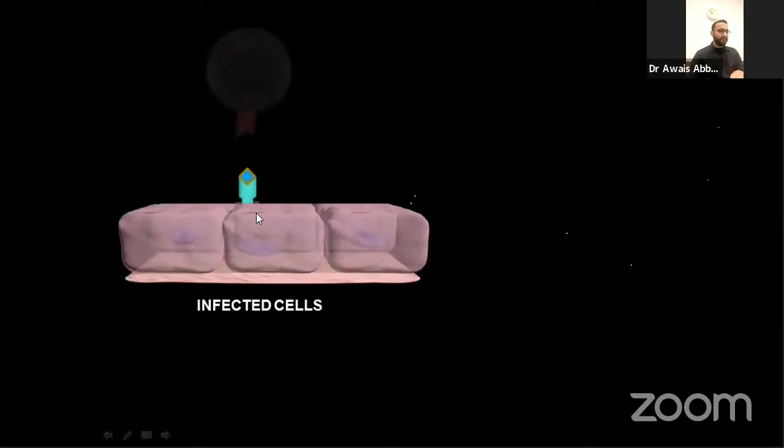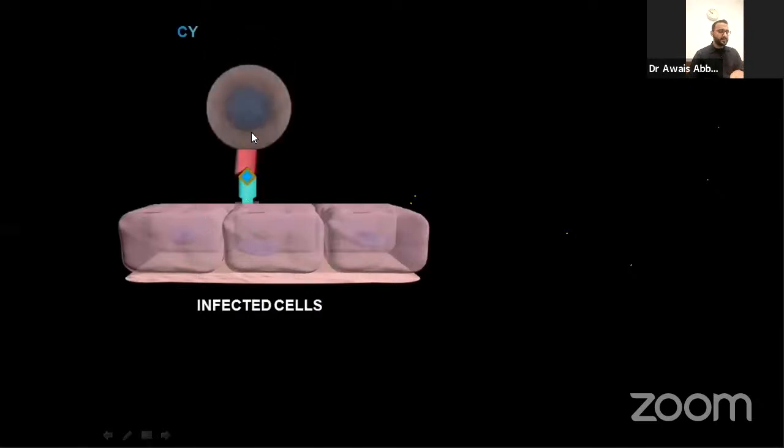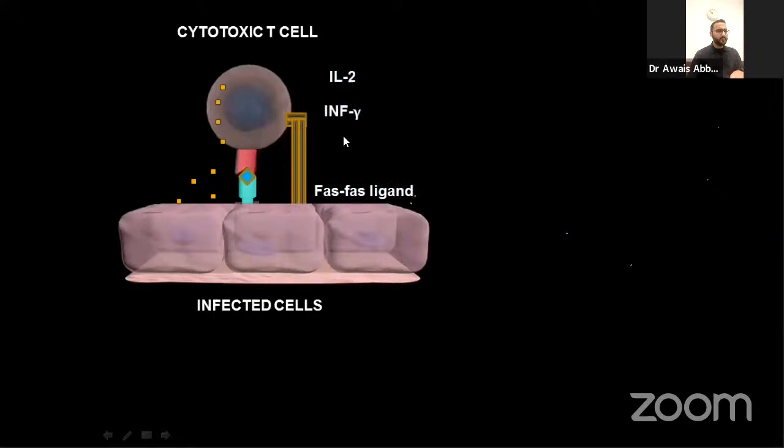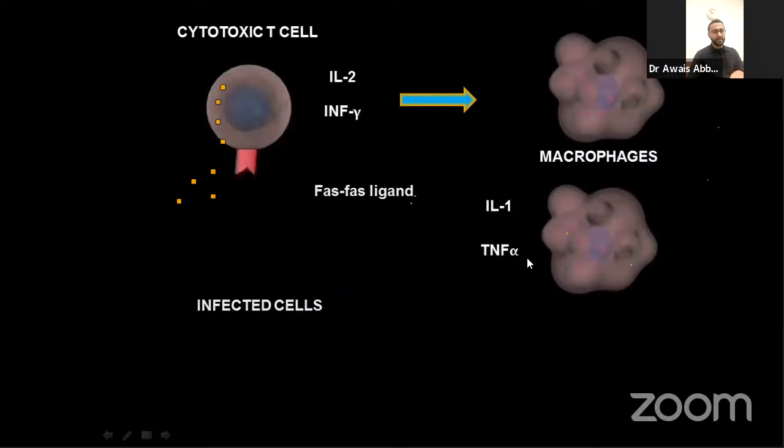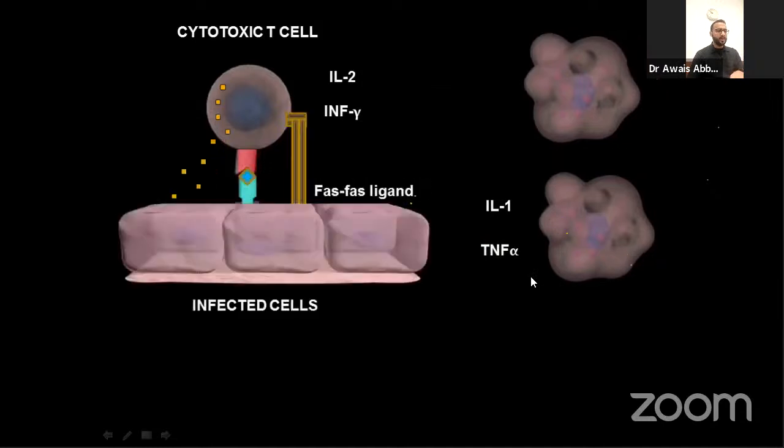Okay, so these actually present the antigen to the lymphocytes, which results in the Fas ligand binding and activation that releases interferon gamma and interleukin 2. The release of these two causes the recruitment of macrophages, and macrophages release interleukin 1 and TNF alpha, and that results in the inflammatory response.